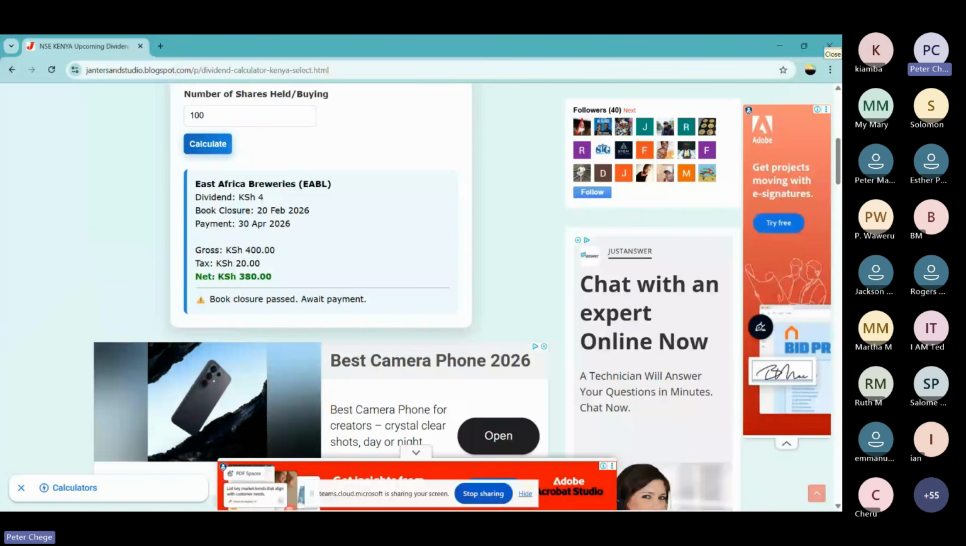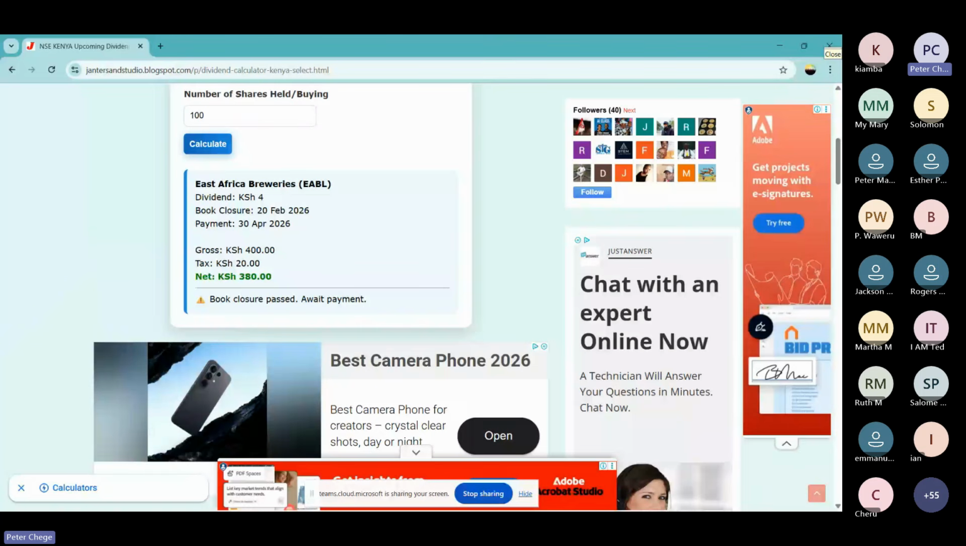So this is my blog. It has a calculator. It has the latest dividends. Let me copy this and drop it on the chat. So that is the link to the calculator.